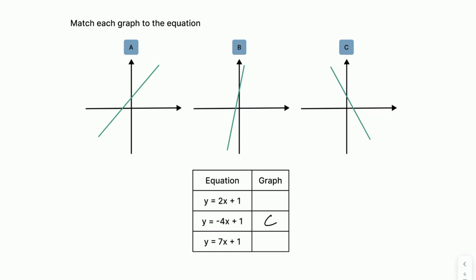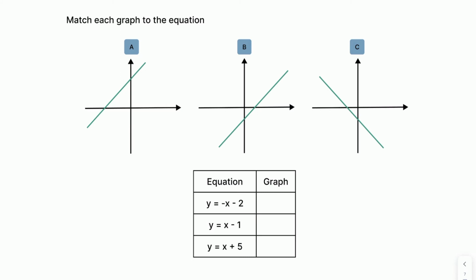So that means I've just got to answer A and B now. Well, what's the difference between A and B? Well, looking at here, they both pass through the same intercept, so there's nothing we can do there. But one line is steeper than the other. We can see that B is steeper than A. So B must be 7x and A must be 2x.